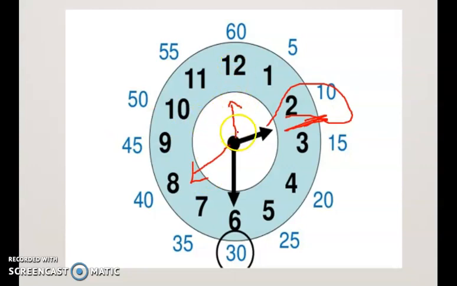Likewise, if my hour hand is at 12 but my minute hand is at 10, I have to see the minute hand first. It means 5 times 10 is 50. It means 50 minutes past 12.